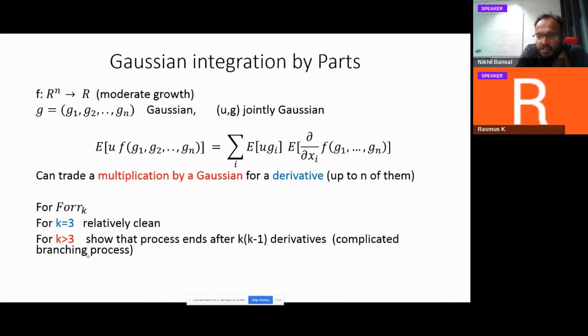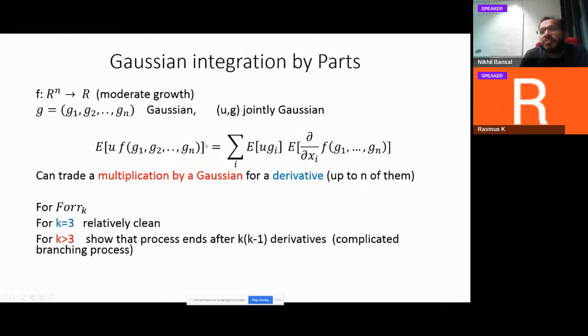So we need a second Gaussian tool. The first tool was Gaussian interpolation, which worked for k equal to 2. But here we need another tool. Let me just mention this identity because it's very cute and might be useful in other contexts. Suppose you have some n-dimensional Gaussian g and another Gaussian random variable u, and let's say u and g are jointly Gaussian. So u is a scalar and g is a Gaussian vector, but they are still jointly Gaussian.